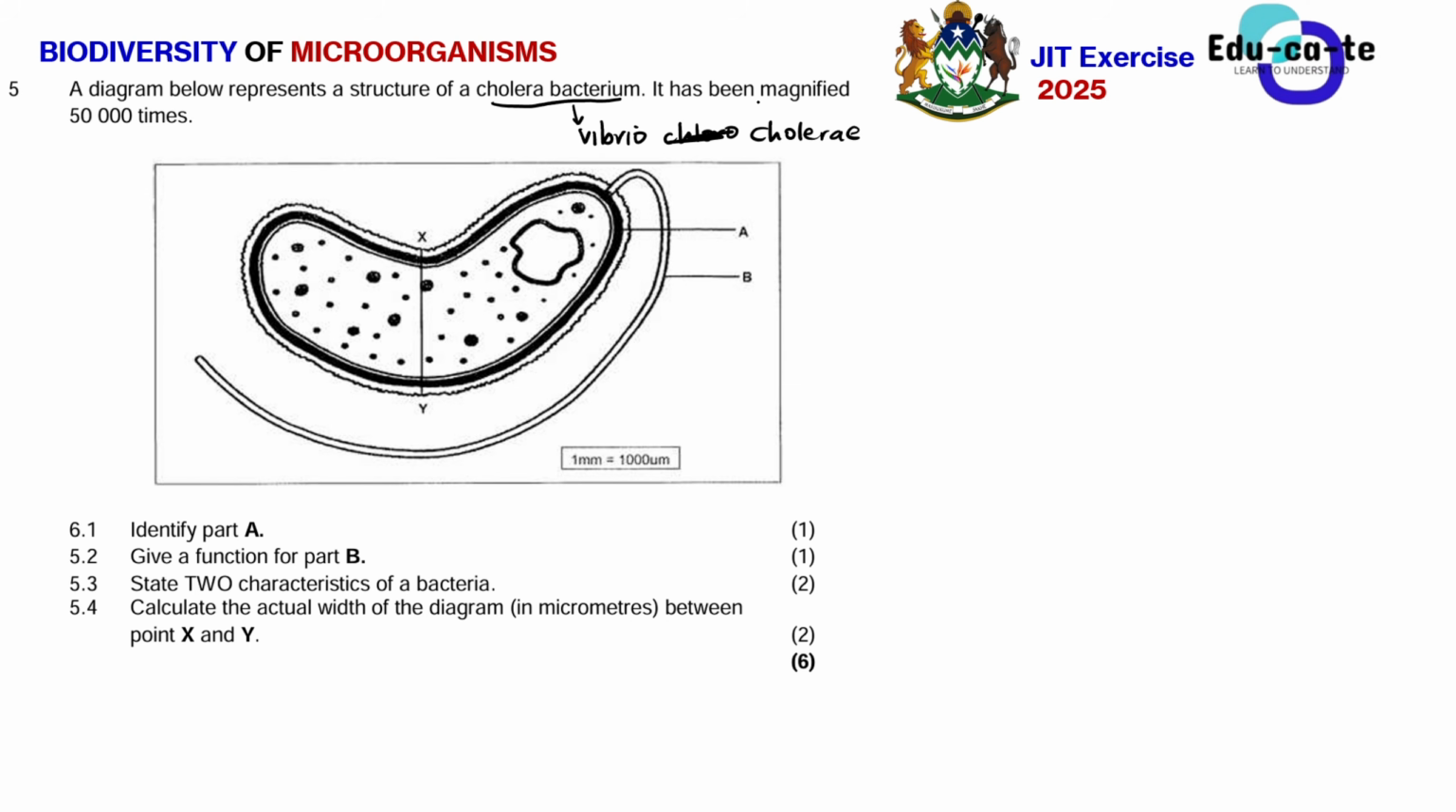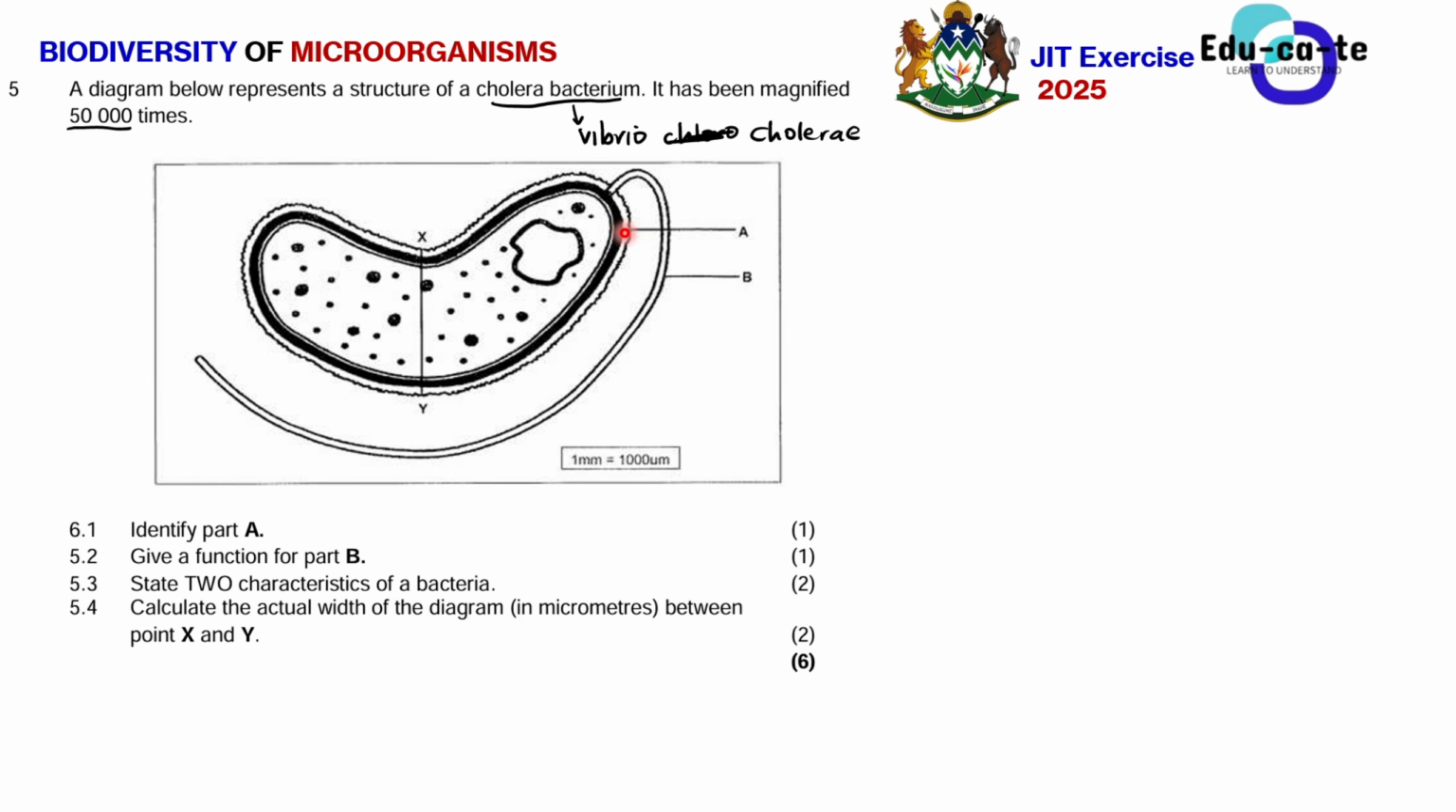Now they say that this bacterium has been magnified 50,000 times. It simply means that they have zoomed in. So for them to be able to see this, they have zoomed in 50,000 times. Now 6.1 says identify part A. So you must already know how to label a bacterium.